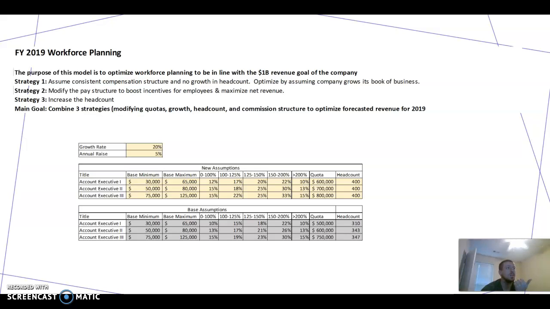The first is to assume everything's as is, and just run the next year by the books. Strategy 2 would be to modify the pay with annual raises and take into account growth. And strategy 3 would be to add employees and see how that affects it. And you can plug and play the growth rate and annual raise amounts to get different results.